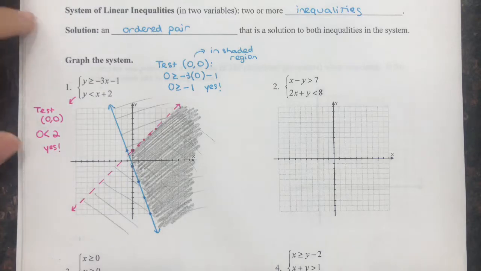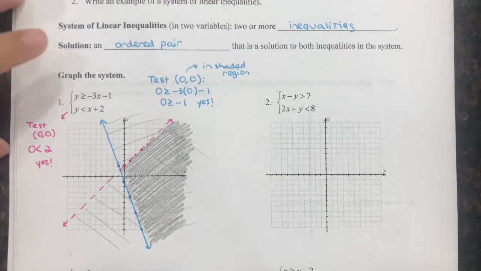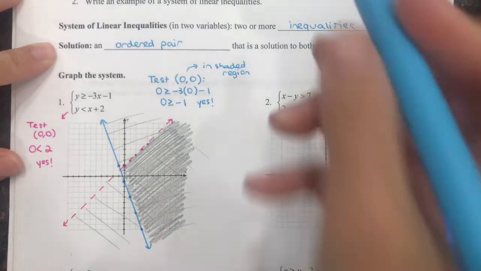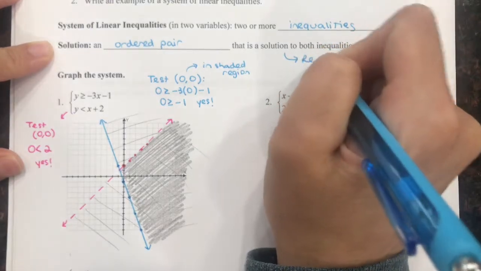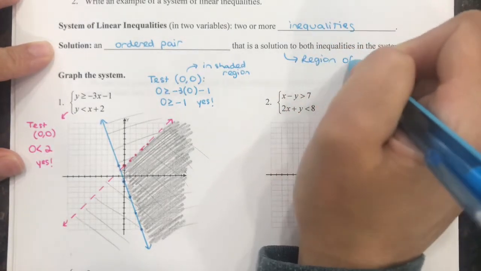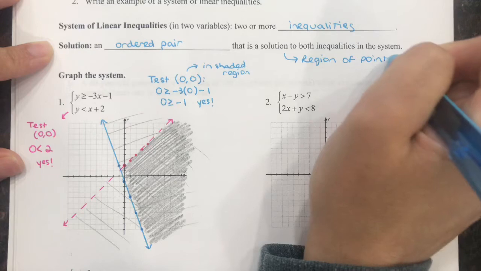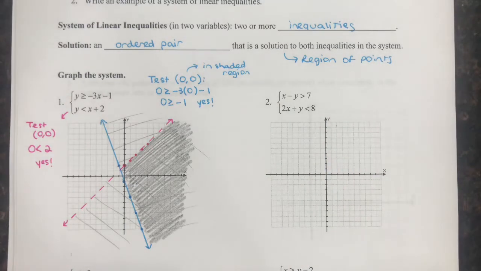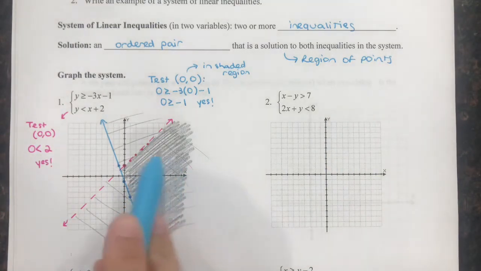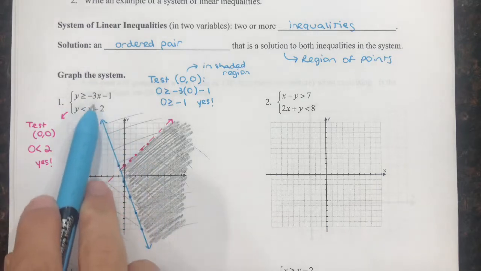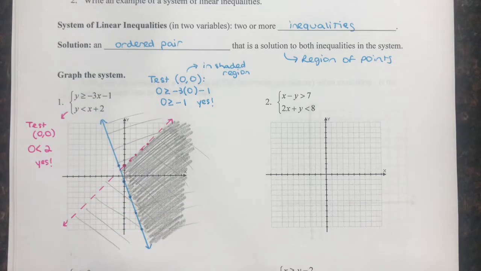Okay, so if we go back to our definition of our solution, it's really a region of points that work in both of the inequalities. So if I pick any coordinate in this shaded area and plug them into both, they will be true.